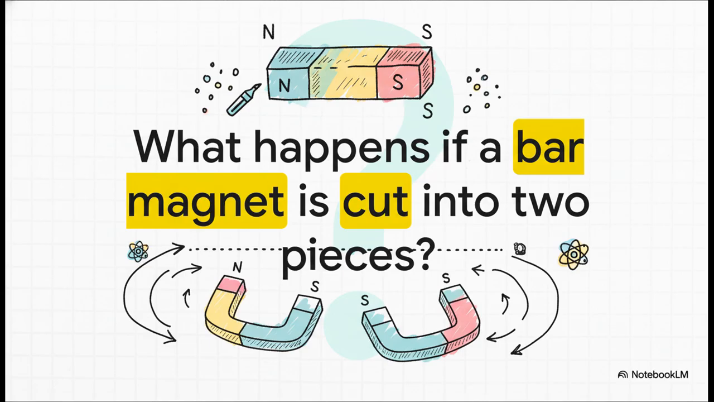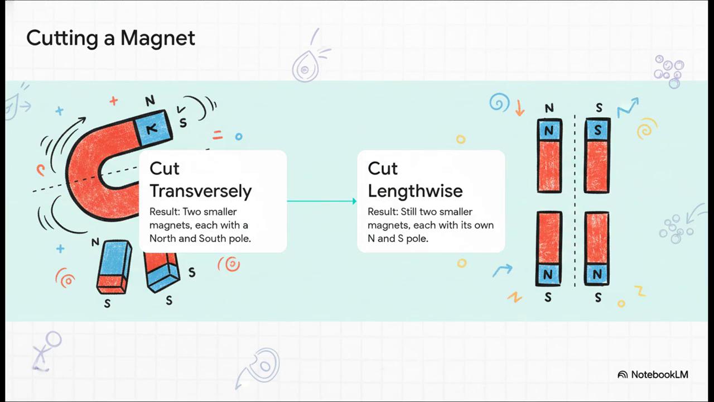What do you get? Well, it doesn't matter how you cut it. Whether you cut it across its length, like you're chopping a carrot, or you slice it down the middle along its length, like splitting a piece of bamboo, the result is exactly the same. In both cases, you just get two new, complete, but slightly weaker magnets. Each new piece will instantly have its own north and its own south pole.